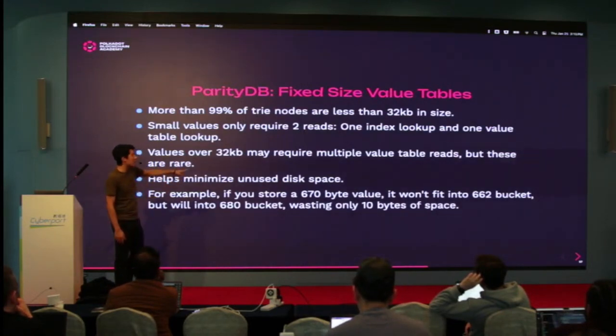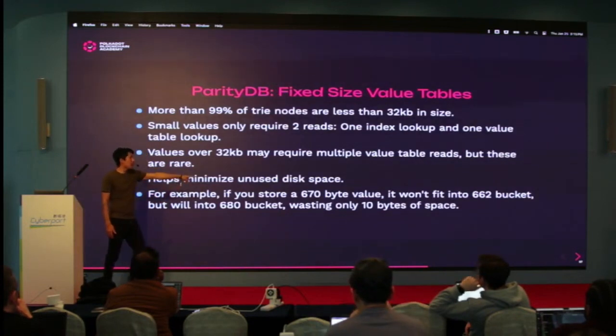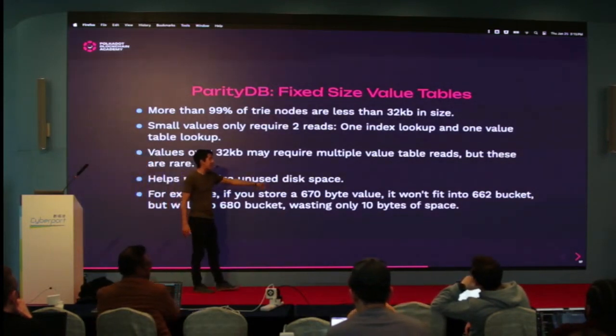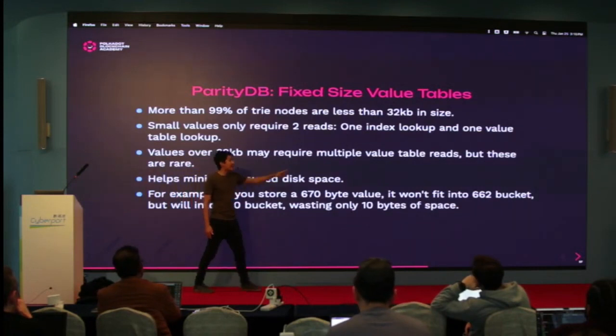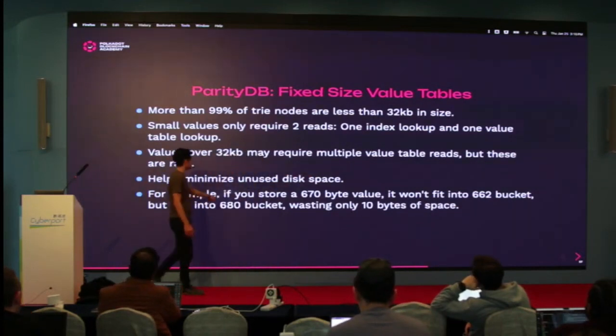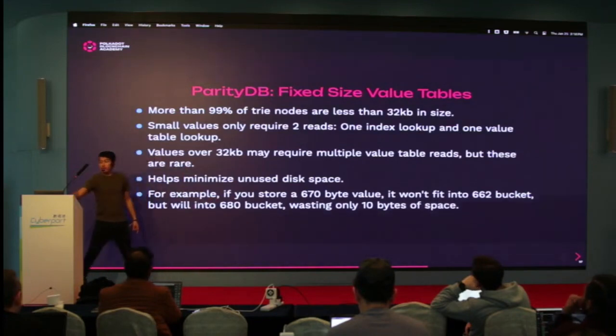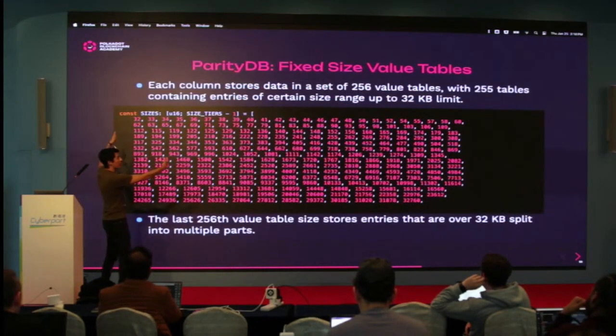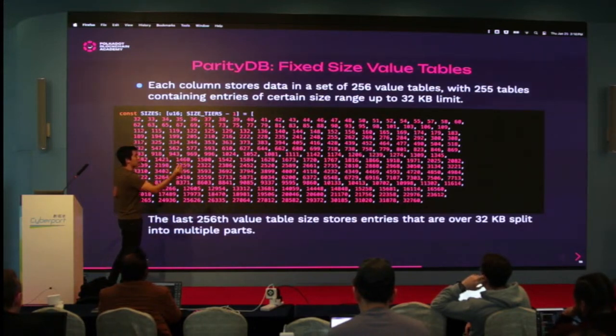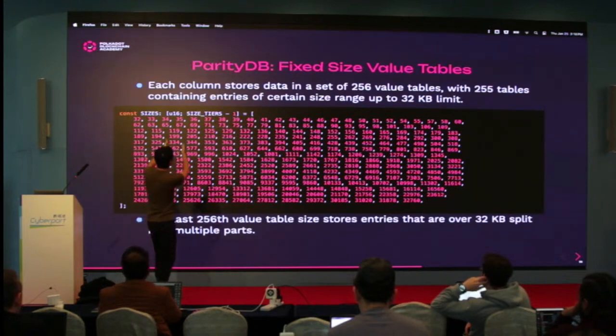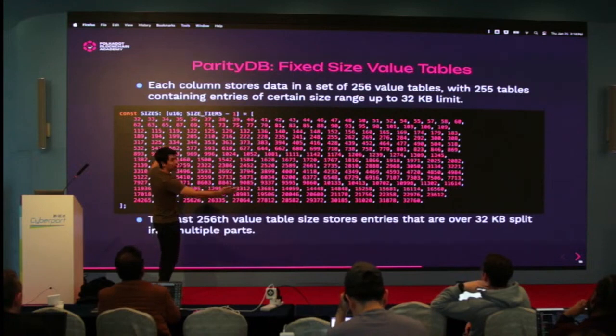This also helps minimize unused disk space. For example, if you store a 670 byte value, it won't fit into the 662 bucket, but it will fit into the 680 bucket, and so you're only wasting 10 bytes of space. The uniformity of this table is meant to optimize so that you're not wasting so many bytes per section. You might notice that the table starts very small in the increment, but then starts growing bigger and bigger and faster, right?